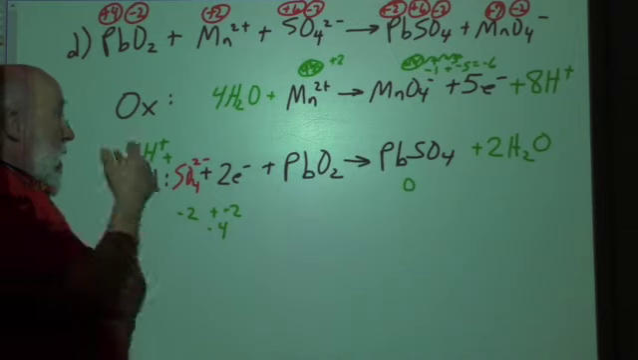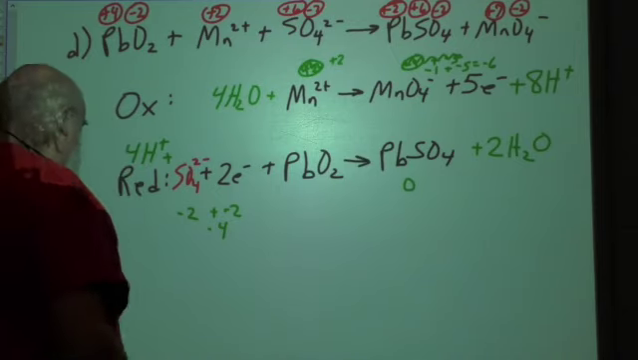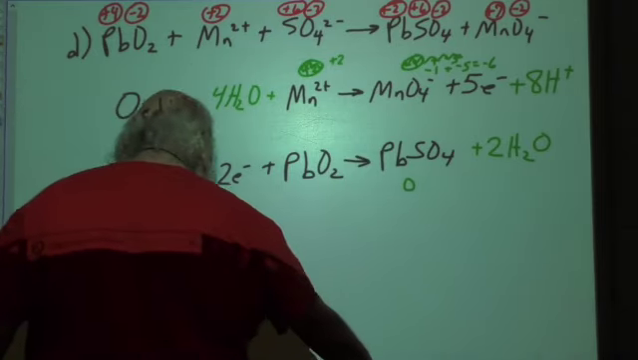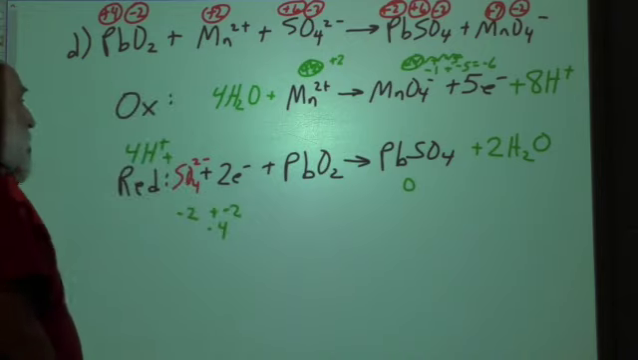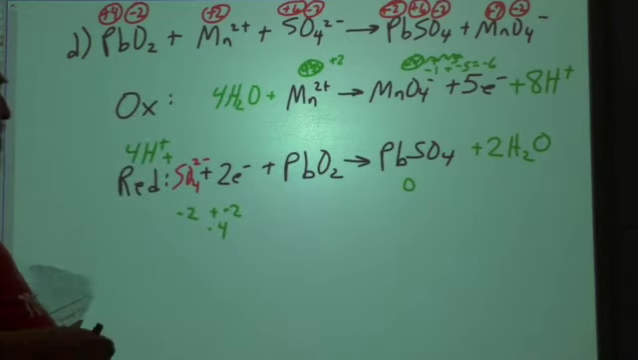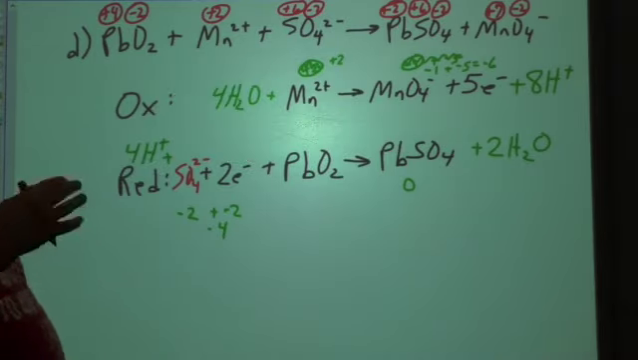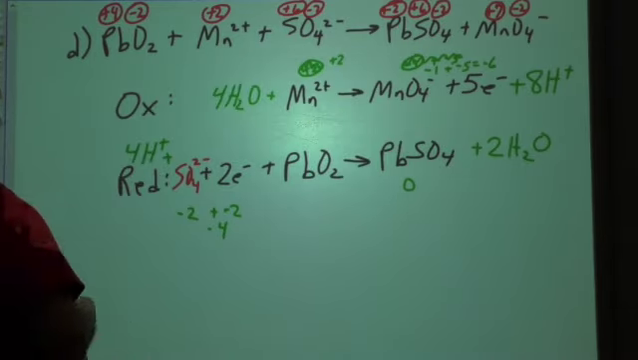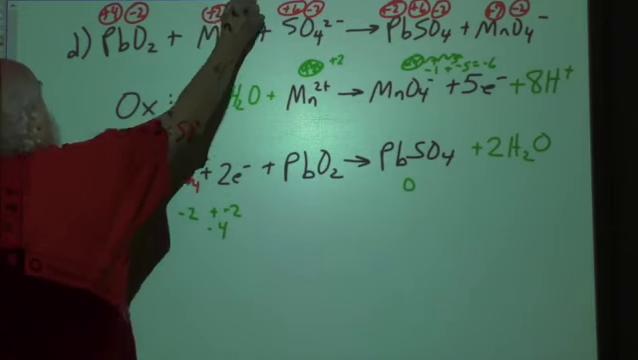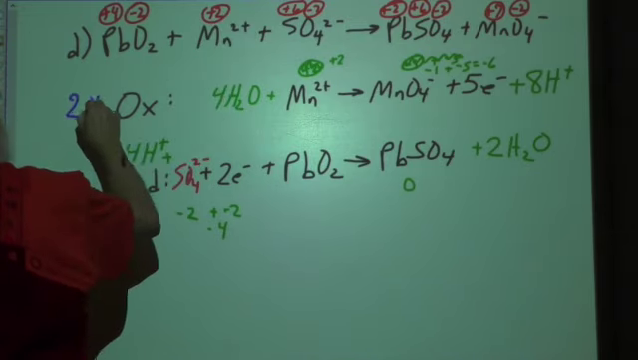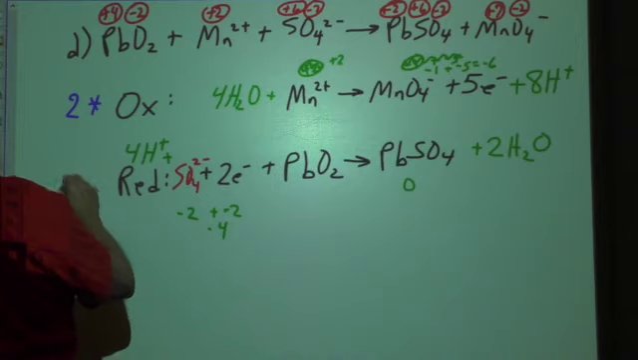Okay? Step 7 says to go ahead and start by getting the number of electrons on each side the same. We have 5 over there, 2 over there, so the lowest number 5 and 2 go into is 10. So we're going to double this, and we're going to multiply this by 5.